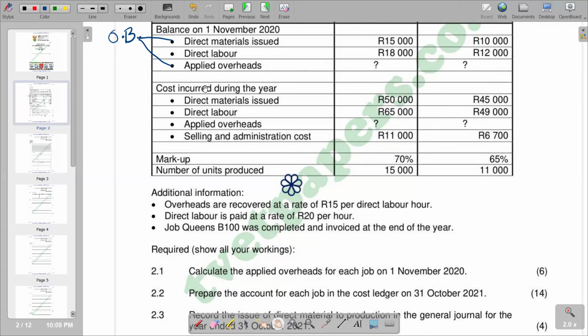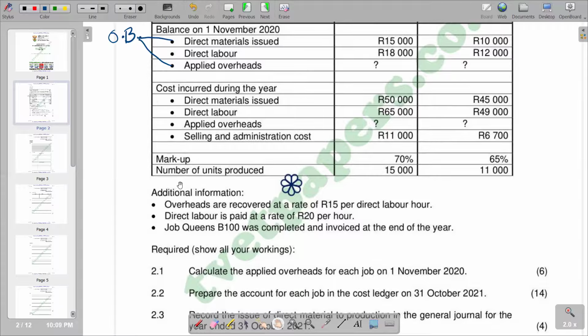So how to calculate the applied overheads? We are going to say the direct labor amount, which is 18,000. Since the applied overheads are per direct labor hour, we say 18,000 is the direct labor amount, and then we divide by the direct labor rate, which is 20 rand. From there, we can find the number of hours. The answer that we get is the number of hours. We multiply by the overheads recovery rate, which is 15 rand. So basically, that's our calculation.